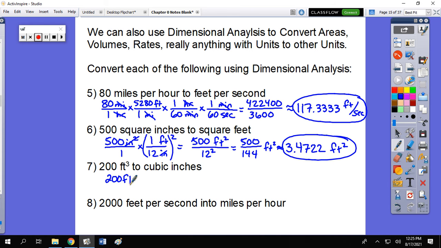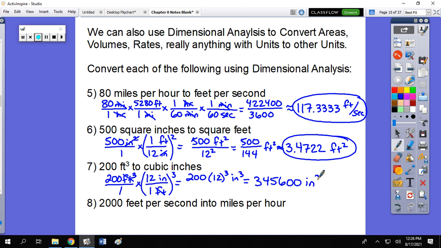200 cubic feet over 1. We need to convert that into inches. 1 foot is 12 inches, but this is cubed, so we have to cube the entire units. That gives us 200 times 12 cubed inches cubed. And there's nothing on the bottom, so we just need to do 200 times 12 to the 3rd power, or times 12 times 12 times 12, is 345,600 cubic inches.